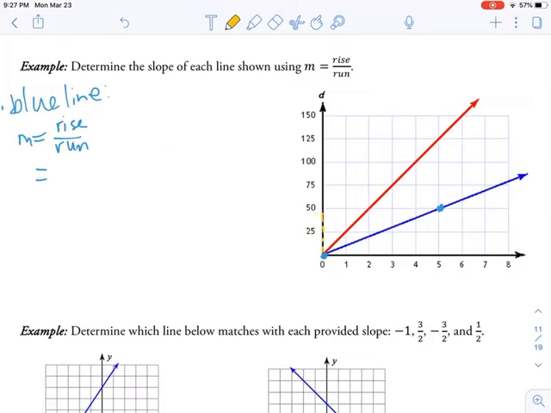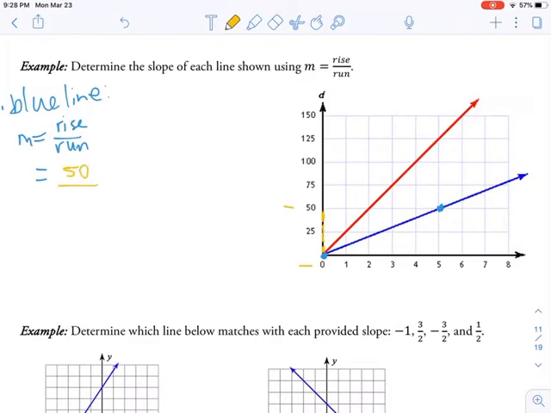But then we're going to look at this axis here, right? We're going to see that each square represents 25 units, right? And so by going up 2 squares here, I'm going up 50, right? So I went from 0 to 50, okay? And so that means that the rise is 50.